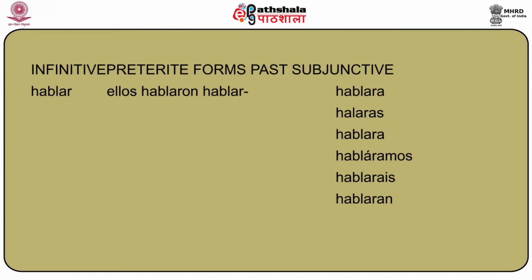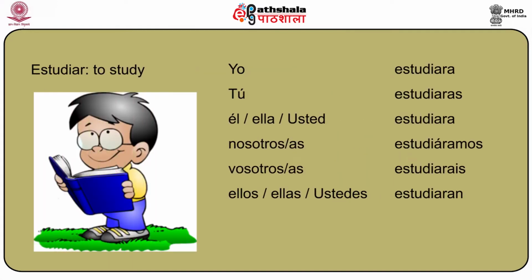Some verb conjugation examples of AR verbs: estudiar, which means to study. In the singular, it is yo estudiara, tú estudiaras, él, ella, usted estudiara. And the plural forms: nosotros, nosotras estudiáramos, vosotros, vosotras estudiarais, ellos, ellas, ustedes estudiaran.